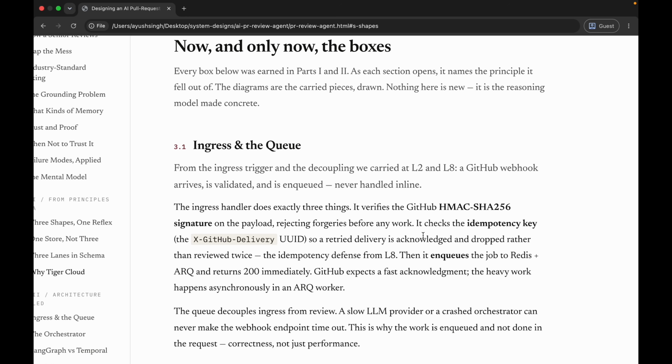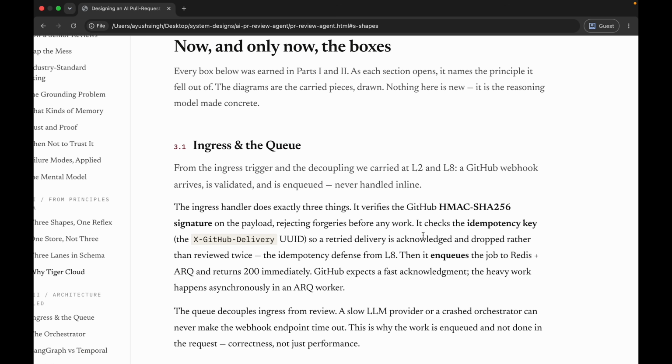Then it checks the idempotency key, or unaltered key. I cannot pronounce this idempotency, but there is a synonym known as unaltered. So this key, which is basically a retry delivery, is acknowledged and dropped. It's like verifying your GitHub signature on that payload and your key, which is an unaltered key. It's like your OTP. You're verifying both of them, which is basically one of the defenses so that nobody is messing up with your system.